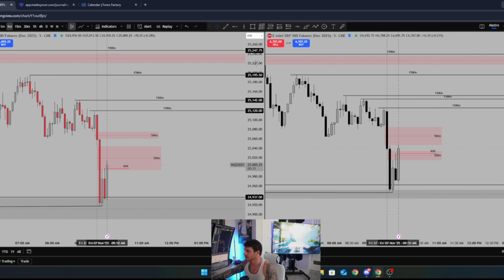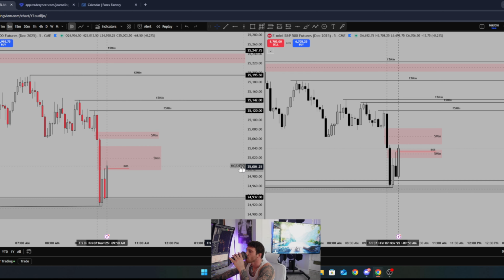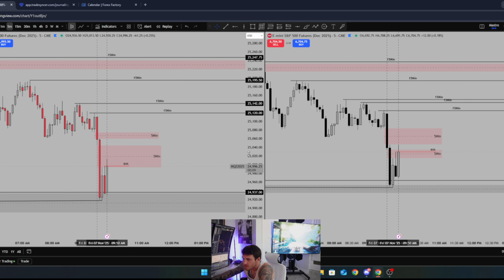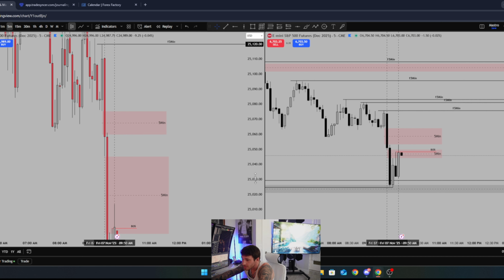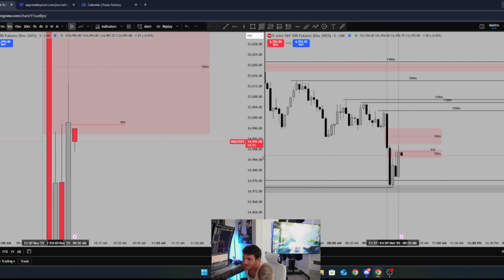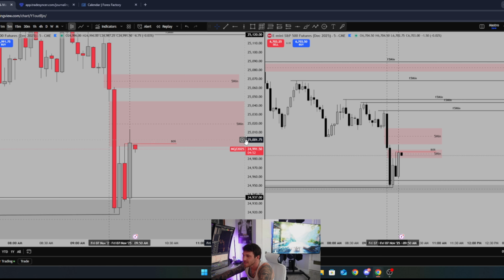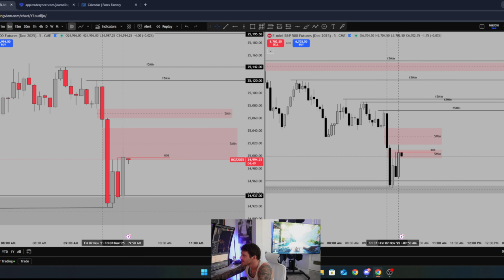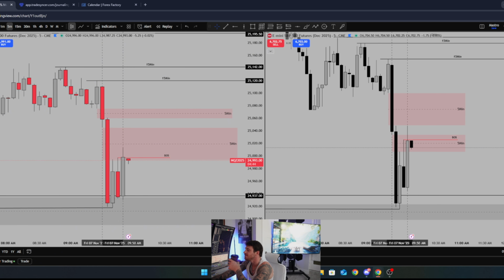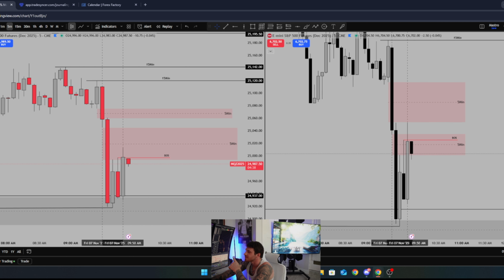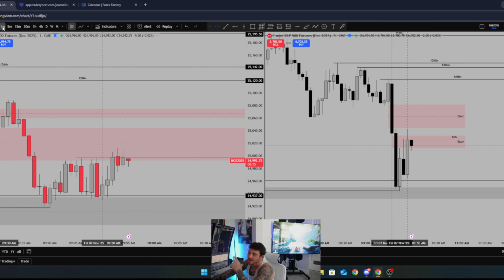Alright, let's see. We might get the break. Let's see. 5, 4, 3, 2, 1. Nah. We got it on Nasdaq, but ES didn't follow. Nasdaq is the leading index, though, based off that SMT. We didn't get a break of structure on ES, though. I don't really like that.